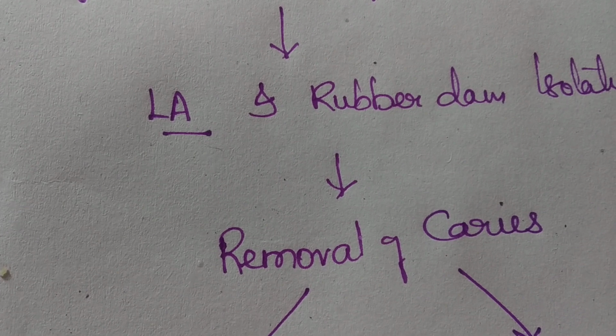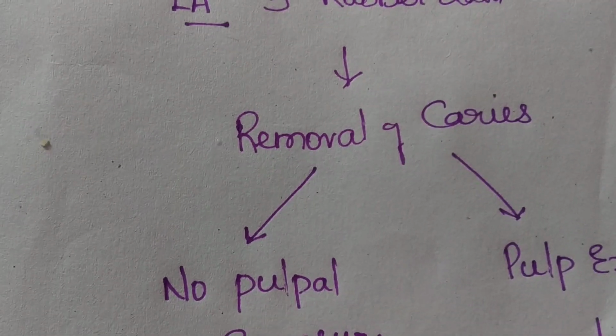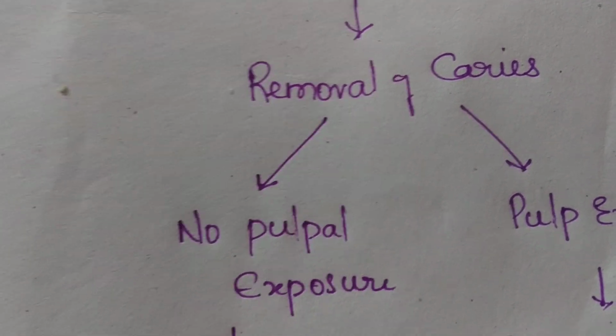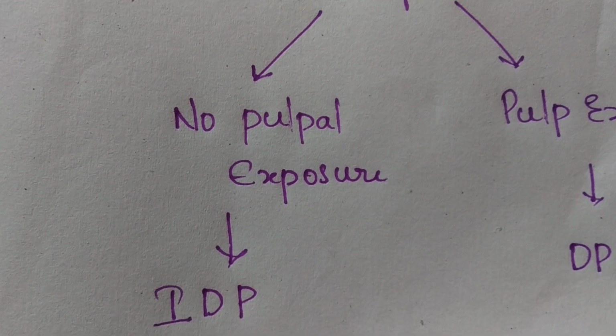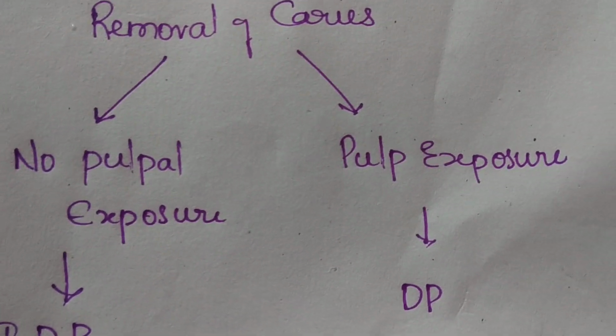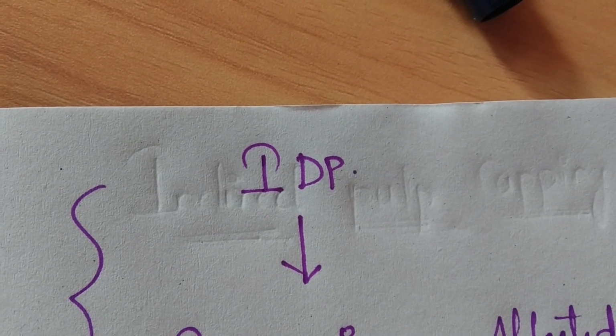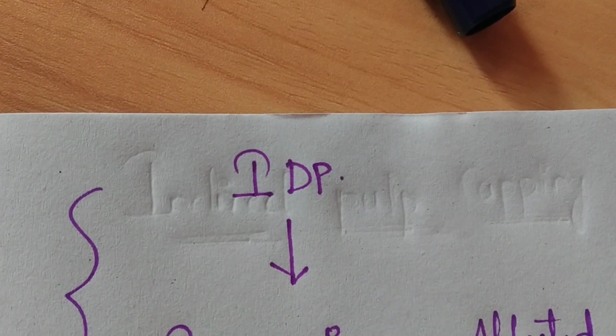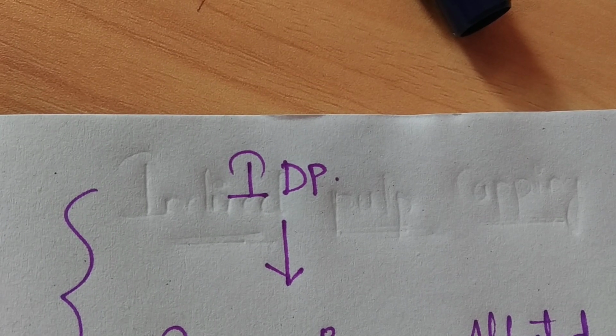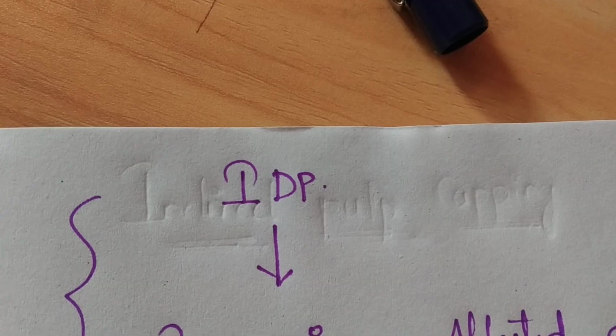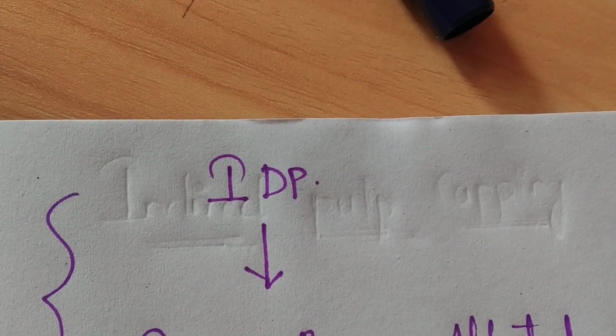Now after the removal of the caries, if there is no pulp exposure, then it leads to the indirect pulp capping. If there is any pulp exposure, then you have to go for direct pulp capping. To proceed with indirect pulp capping, after removal of the infected dentine, we have to follow calcium hydroxide technique.